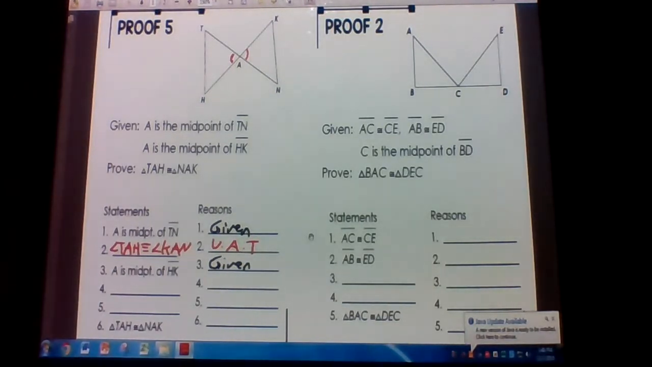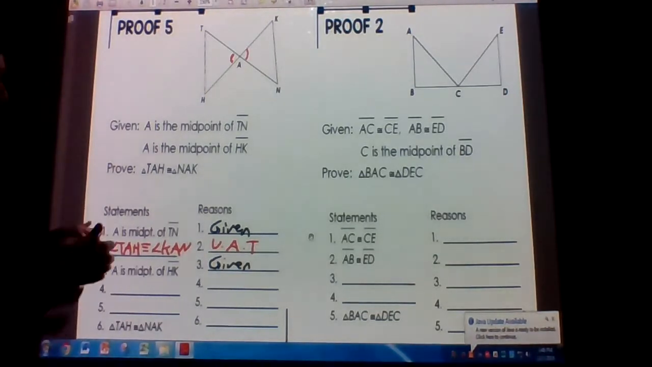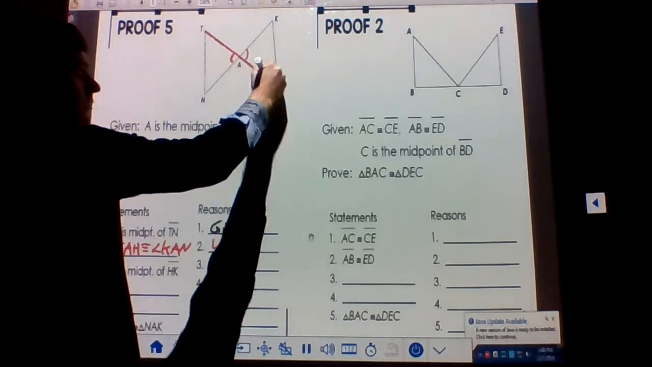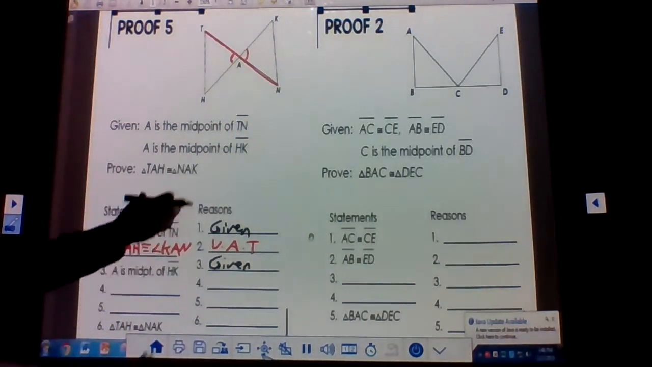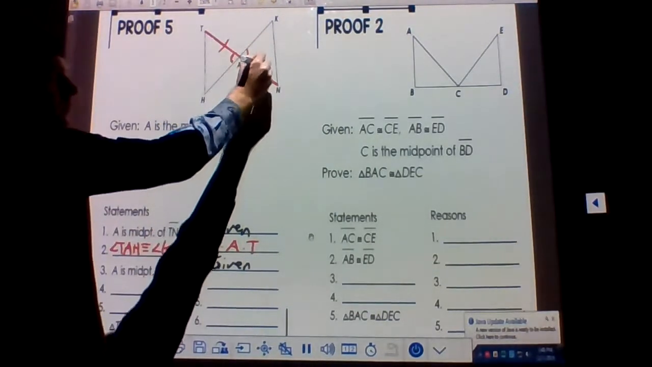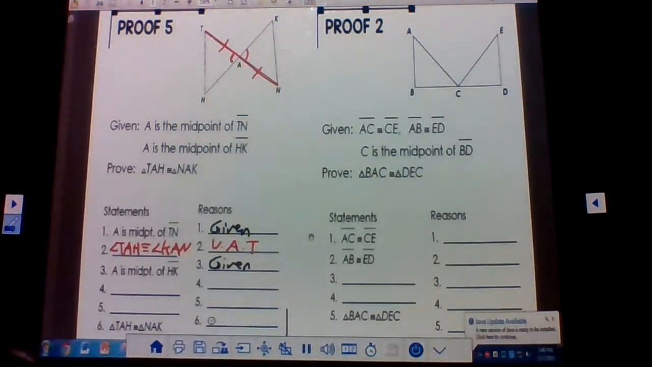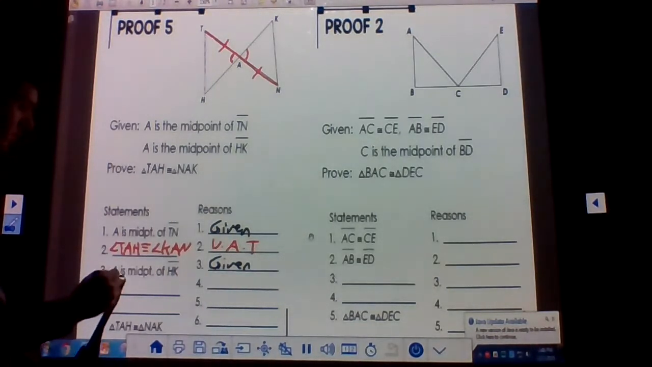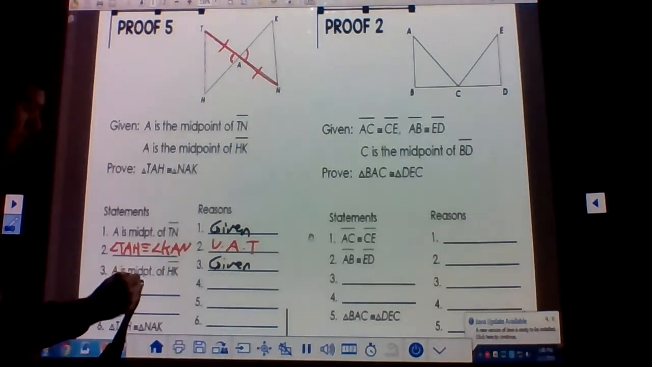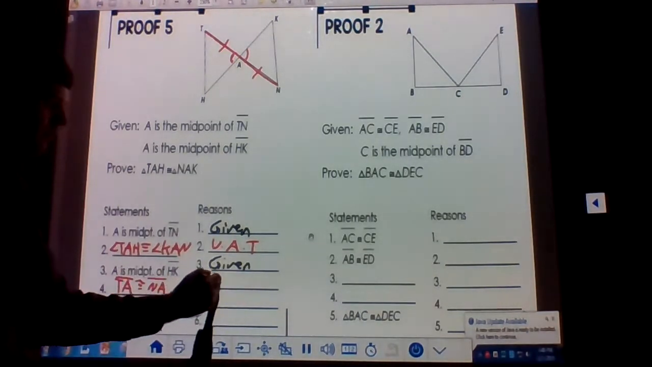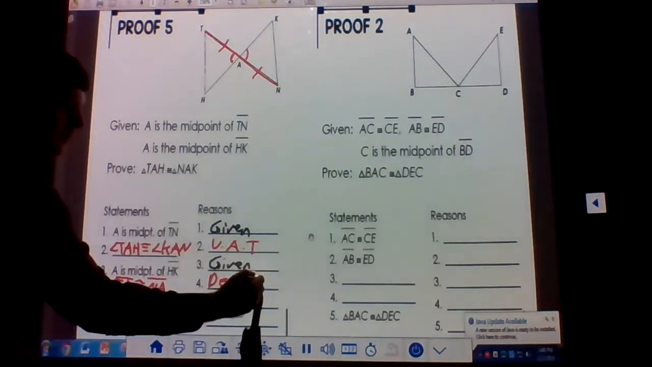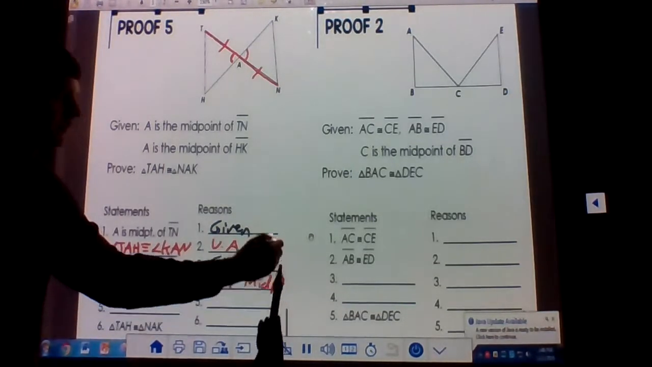Next one is midpoint. We do have a midpoint. In fact, we have 2 midpoints. Okay, the first one says that A is the midpoint of TN. So here's TN. If A is the midpoint of TN, that means it's going to split TN into 2 equal pieces. Okay, so we have TA is congruent to NA. That's the definition of a midpoint. Okay, midpoint splits it in half.